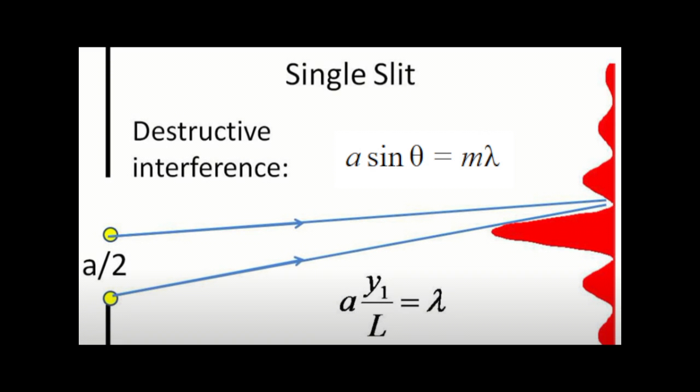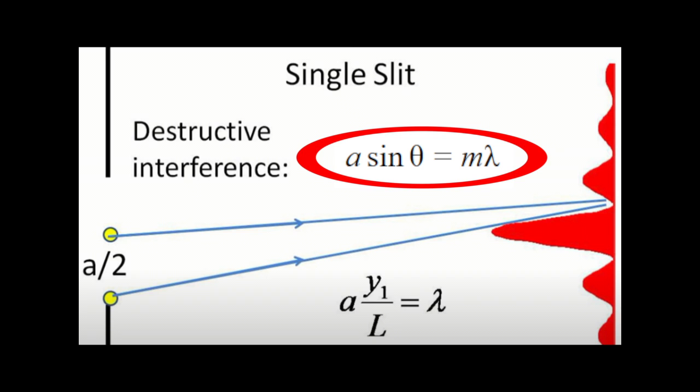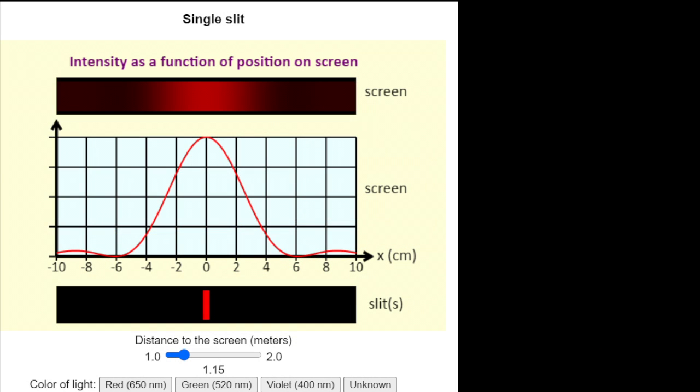The equation governing diffraction from a single slit of width a is this one, which predicts where the interference minima are in the pattern. So destructive interference happens when a sine theta is equal to m lambda. You need to figure out the width a of the single slit, and you can do this with any of the wavelengths.